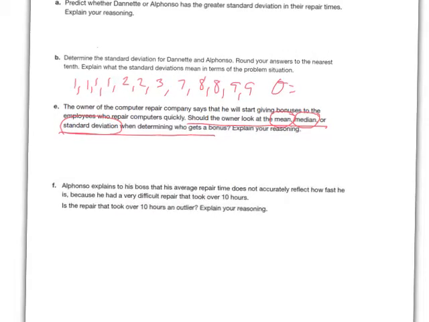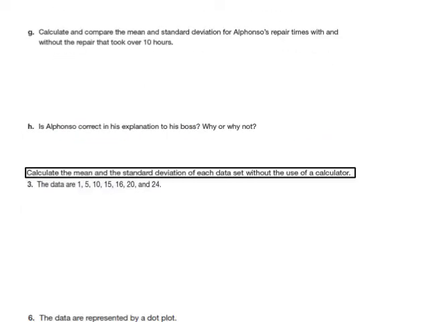All right, look at the next page. G, calculate and compare the mean and standard deviation of Alfonso. Okay, so you have to do that one, and do it without the 10 hours, okay? With and without, so do both and see if it makes a difference. So compare the one with and the one without, okay? Is Alfonso correct in his explanation to the bosses? Does it really reflect a difference? Okay, so you want to discuss that.